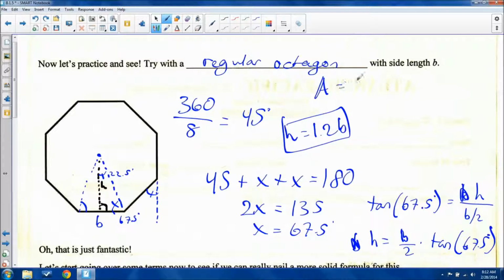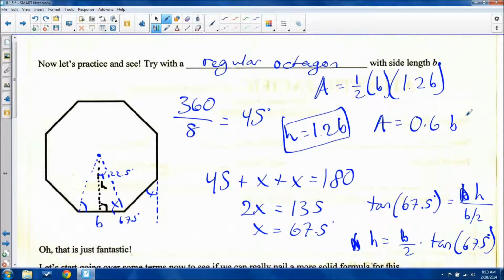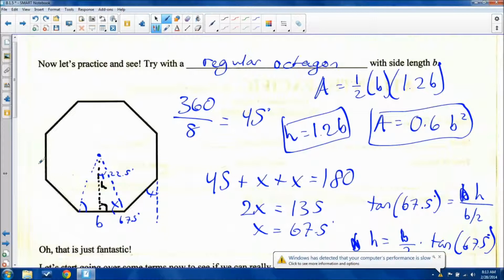So the area of this one triangle is 1/2 base times height, which is 1.2b. So the area is whatever 1.5 times 1.2. I think that gives me 0.6 actually. So the answer here is 0.6b squared. So that's the area of this one triangle. Now that's not an exact number because I rounded off the tangent of 67.5, but let's say that because that looks pretty clean. So if the area of one triangle is 0.6b squared, what's the area of the whole thing?